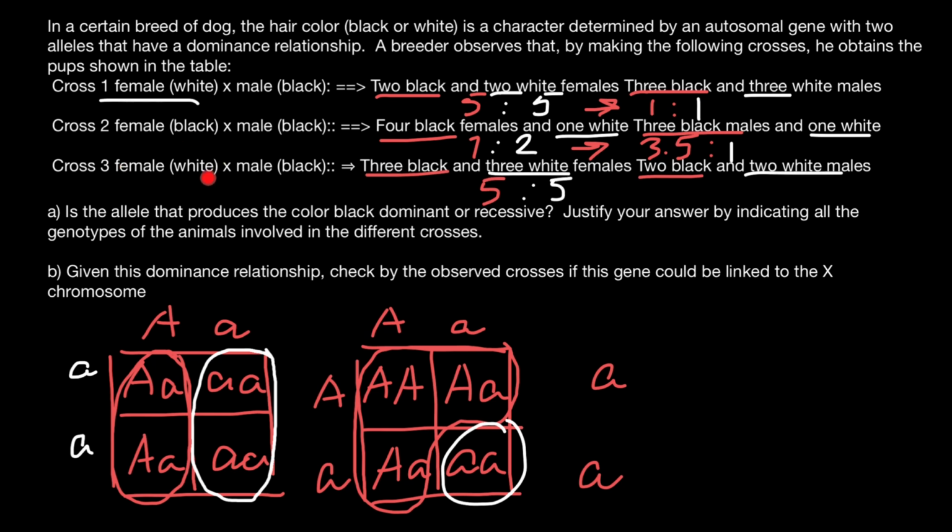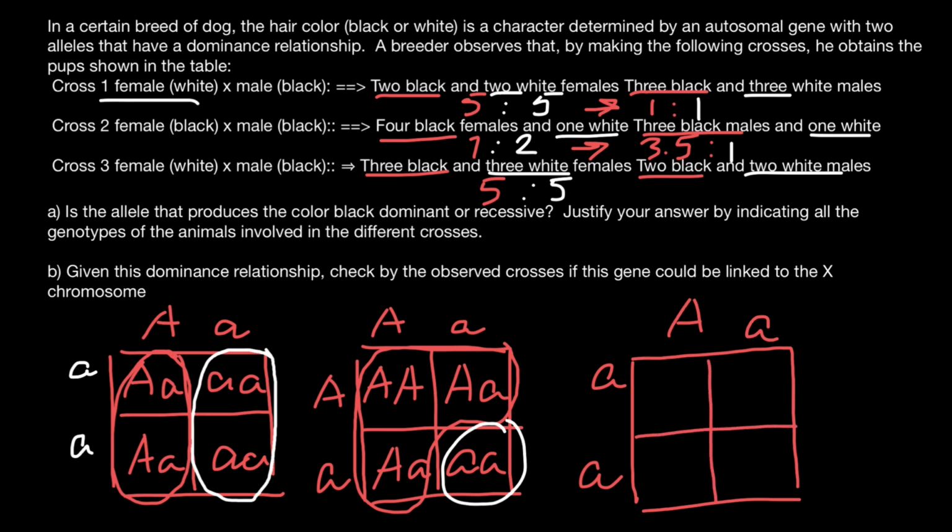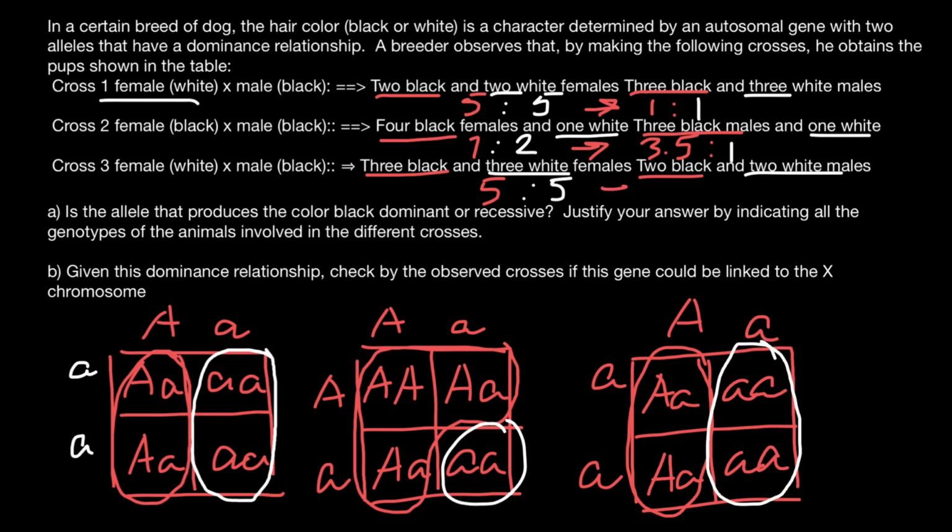So let's take a look. The female is white, so she has to be homozygous recessive, and the male is black. So this time the male has to be heterozygous, so capital A small a, and this is exactly the same Punnett square as we saw here. 1 to 1 ratio, so capital A small a here, capital A small a here, small a small a, small a small a, and again a 1 to 1 ratio of black to white. 5 to 5 is 1 to 1.